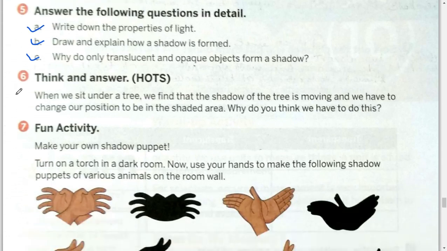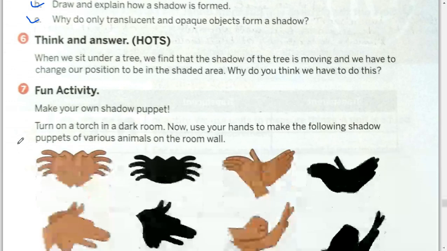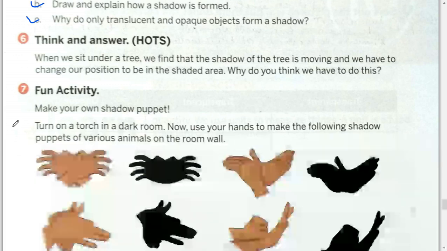Think and answer. When we sit under a tree, we find that the shadow of the tree is moving and we have to change our position to be in the shaded area. Why do you think we have to do this? Comment this. Funny activity. Make your own shadow puppet. Turn on a torch in a dark room. Now use your hands to make the following shadow puppets of various animals on the room wall. Do this.